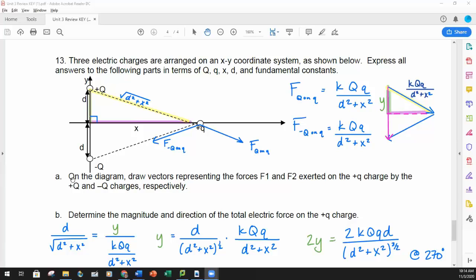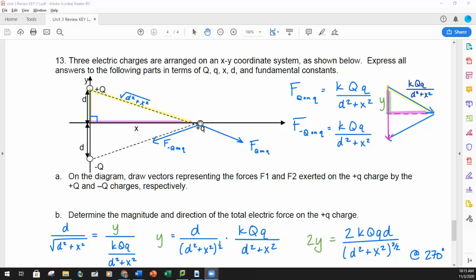And question part A says, on the diagram, draw vectors representing the forces F1 and F2 exerted on the plus little q charge by the big Q and negative big Q charges respectively. Okay, so so far I just have to draw arrows. I can do it. So when I look at plus Q and plus q, that's a repelling force. So that's the force on the little q.